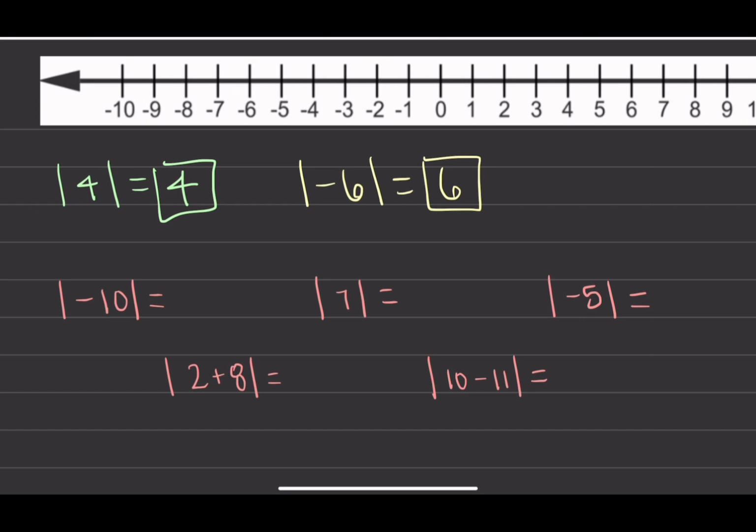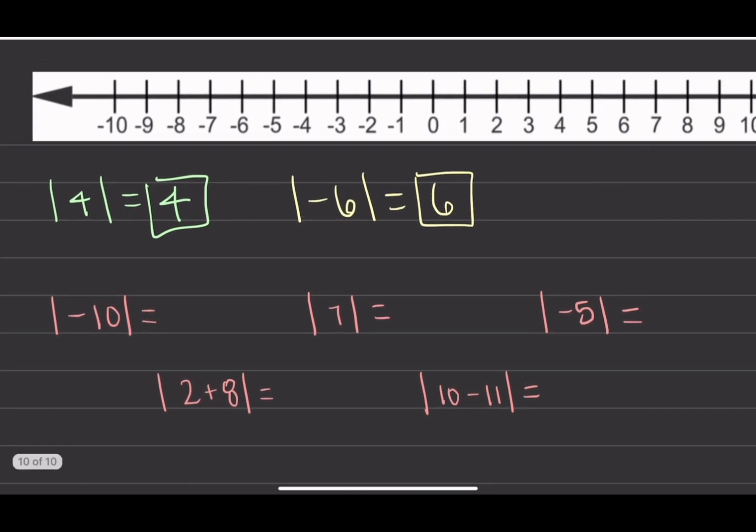So I have 5 examples real quick up here. I want you to copy them down, pause the video, solve them, and then resume when you're ready to go over the answers. Great. So absolute value is always positive. The absolute value of -10 is going to be 10. Always check it on the number line if you feel the need.